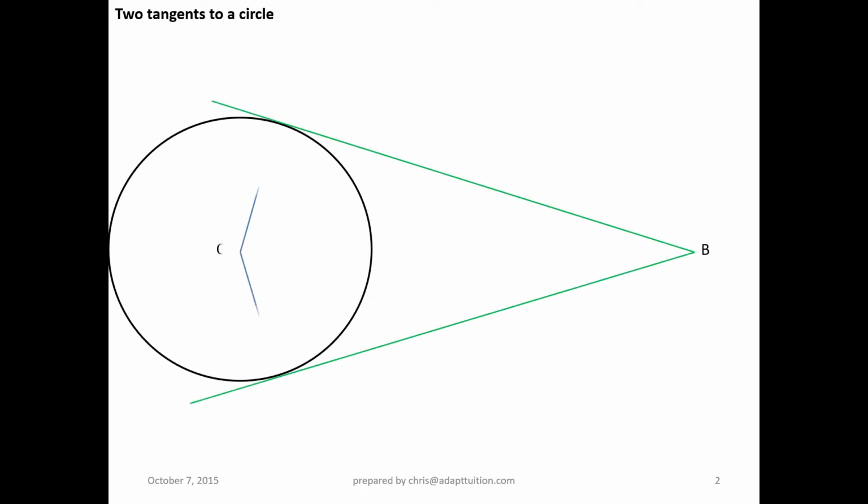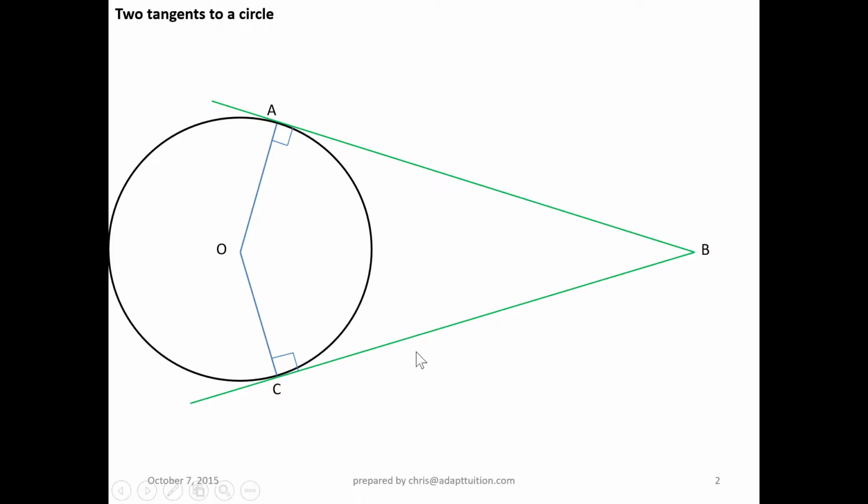We have a circle, and we have two tangents coming from point B and touching the same circle at two different points. Point A, and then point C down here.